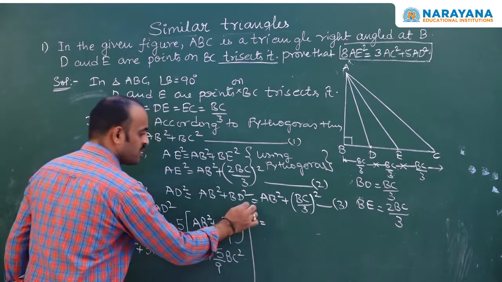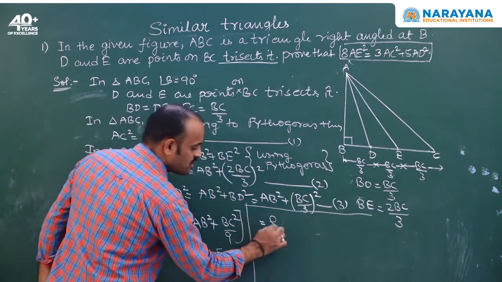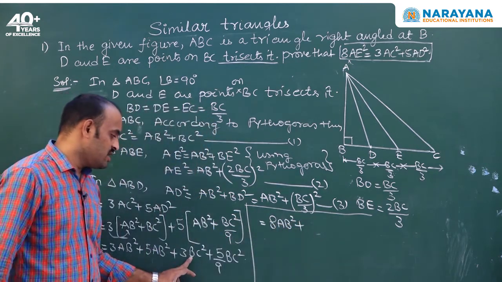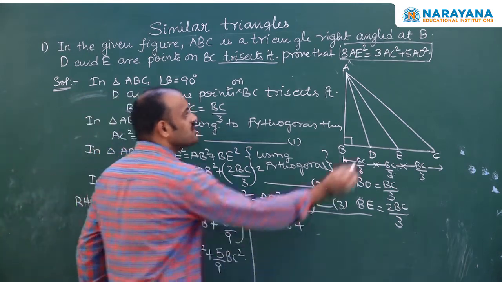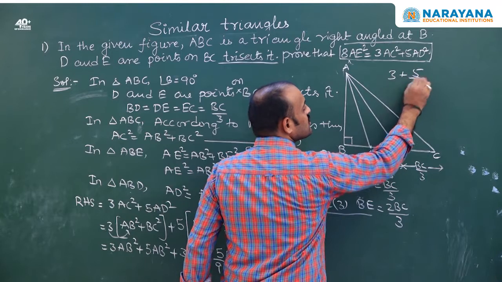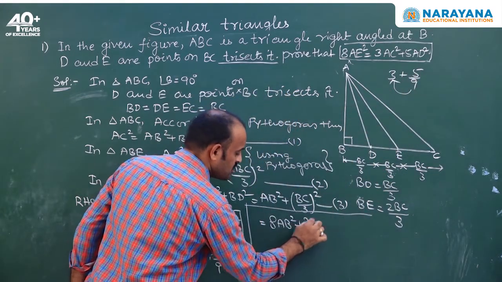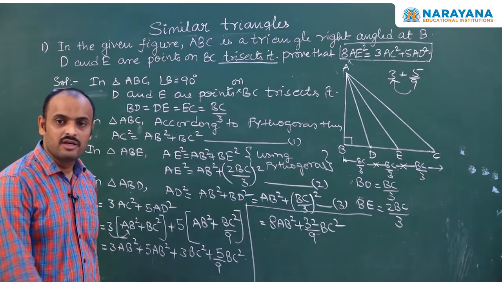I am continuing this here. So, 3AB square plus 5AB square, 8AB square, plus, see in these two if I take BC square common, 3 plus 5 by 9. What is 3 plus 5 by 9? 9 3s are 27, 27 plus 5, 32. 32 by 9 BC square.